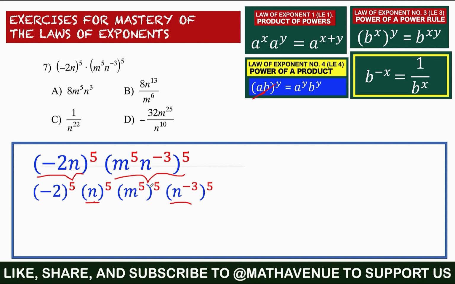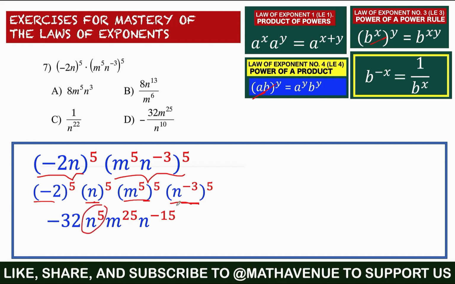What we can do is simplify first this part here, and simplify this, applying law of exponent number 3, which is this, and then you will still have n here and n there, and we can apply another law of exponent for that. So let's simplify first, applying law of exponent number 3. Negative 2 to the fifth is negative 32. Copy n to the fifth. 5 times 5 is 25, so you have m to the 25th. Negative 3 times 5 is negative 15.